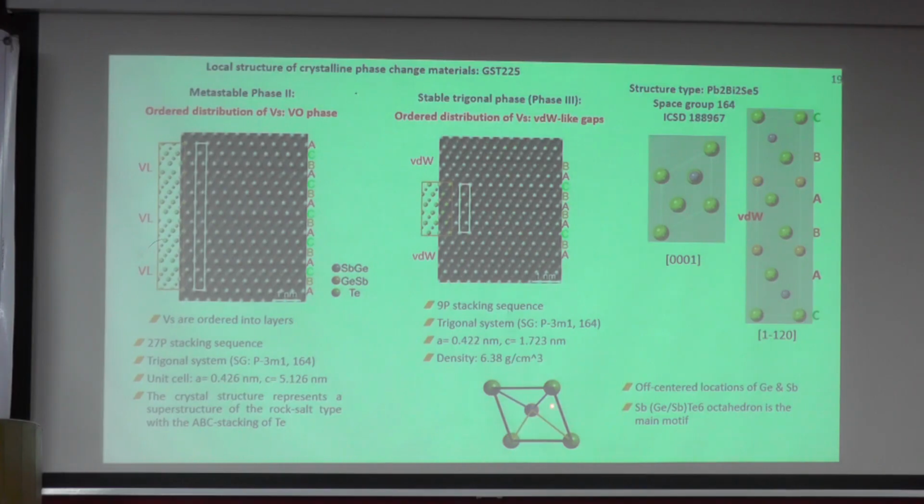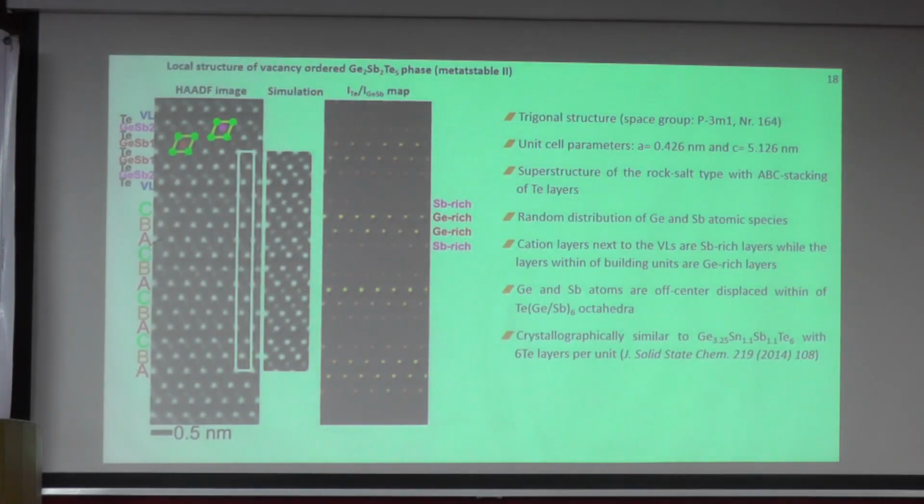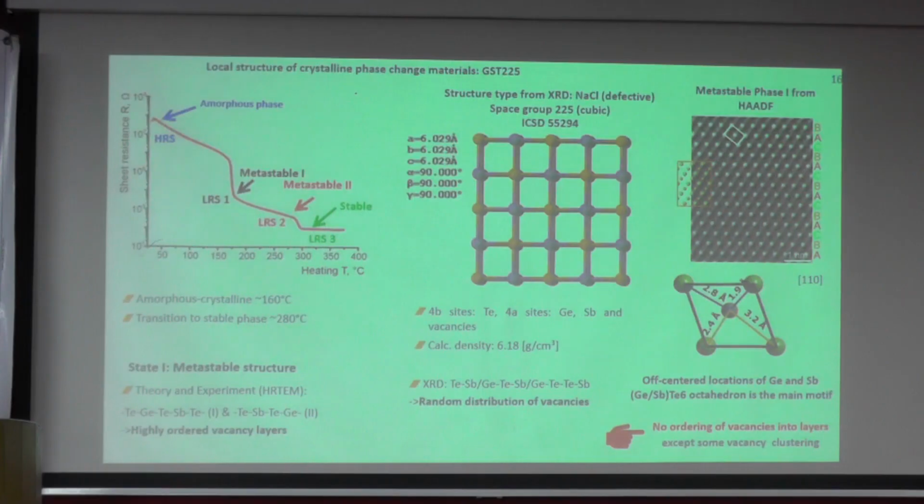Here we also have germanium and antimony, which are located off-center. But here the cation sublattice is now more ordered, so there are no vacancies on this sublattice. Also, the density of this phase is a little bit larger. Here you see 6.4, compared to, I think, 6.2 for cubic. So there are slight differences, but not too much.